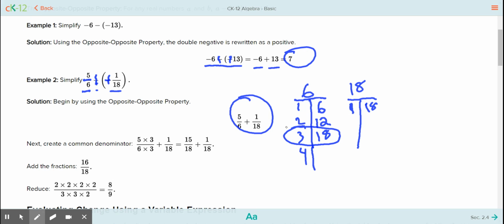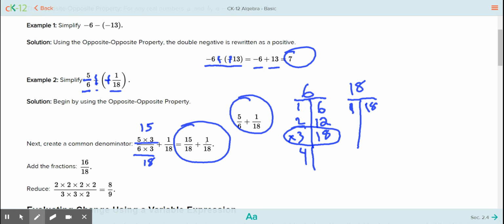I'm going to turn my 6 into 18, though, by multiplying it times 3. So if I take 5 times 3 and 6 times 3, 5 times 3 is 15. 6 times 3 is 18. I have a new problem over here of 15/18 plus 1/18.